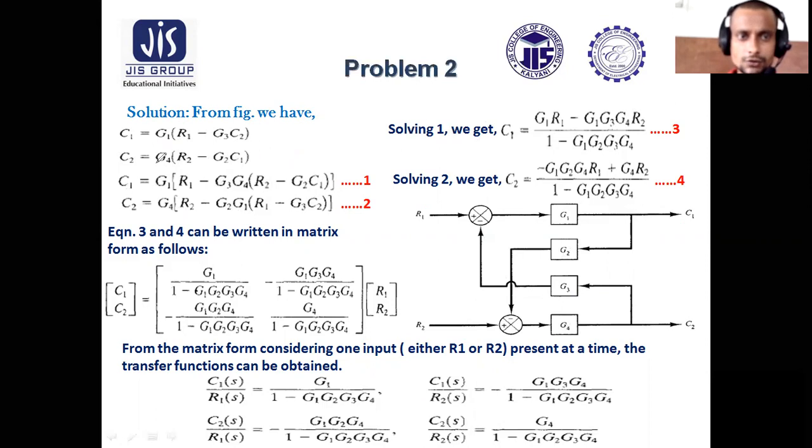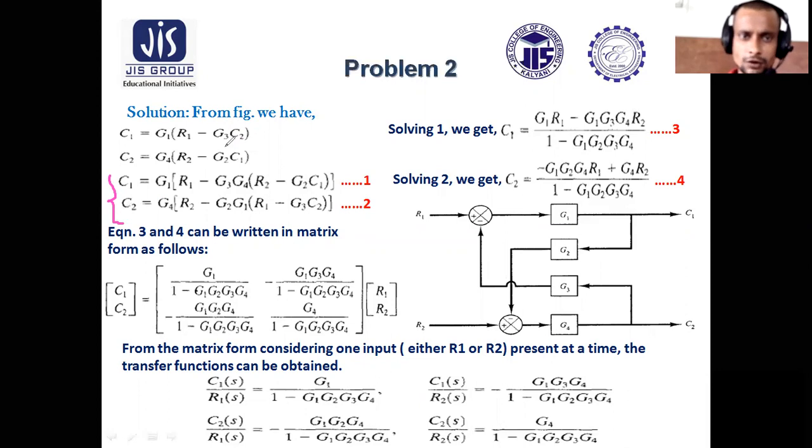So C1 equals G1 into (R1 minus G3 C2). This C2 can be substituted by this. So G3 into C2 equals what? G4 into (R2 minus G2 C1). That is substituted here. So we'll get the equation for C1 here. Similarly, the equation for C2 can also be obtained by replacing this C1 from this equation. So these are two equations for C1 and C2.